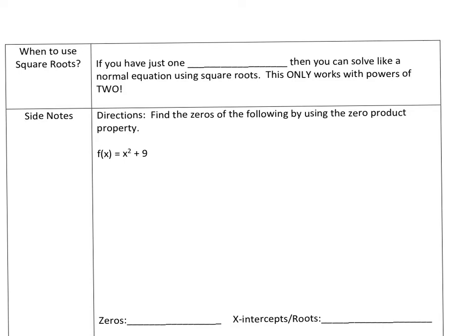So if you have just one x squared value, I should say, then you can solve like a normal equation, meaning you don't have an x squared and an x. So like this, if you have x squared plus 2x minus 9 equals 0, and I'm just making up an example, we wouldn't want to do this. And you don't have to write this down. You can just watch for a second, because we have more than one x value. So we have this x squared and we have this x. So you can't solve like a normal equation.